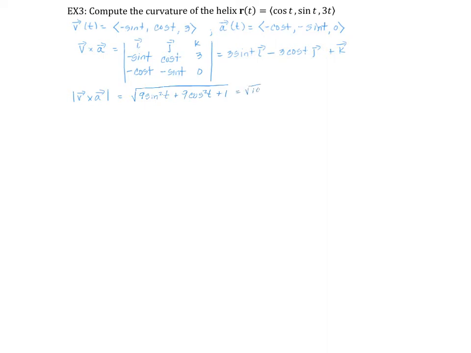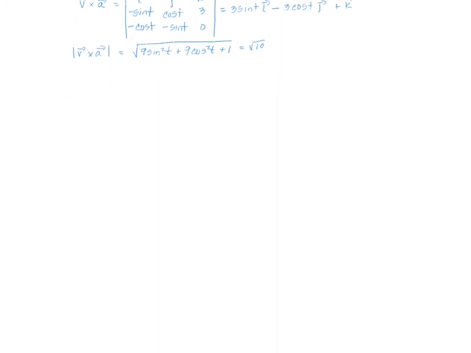The next thing I want to compute is the magnitude of the velocity vector, and then I'm going to cube that. Our velocity vector magnitude, and then I'm going to cube, would be sine squared t plus cosine squared t plus 9.